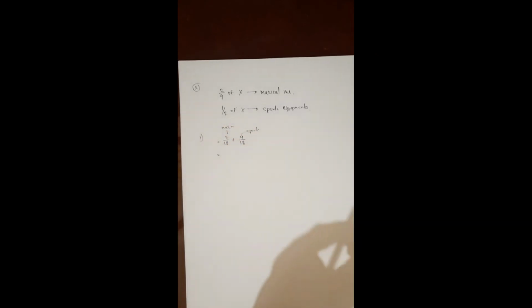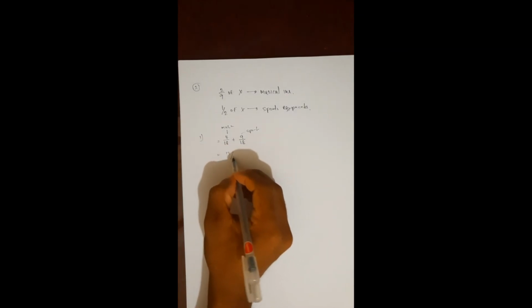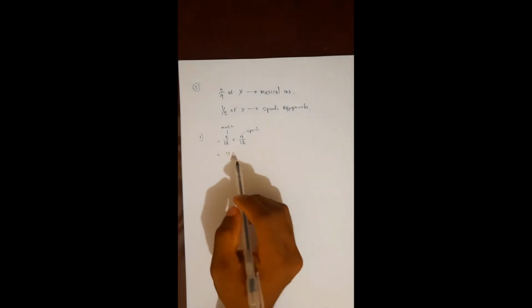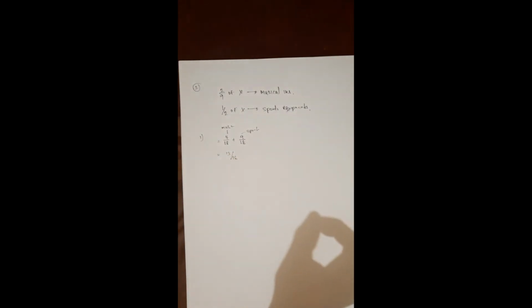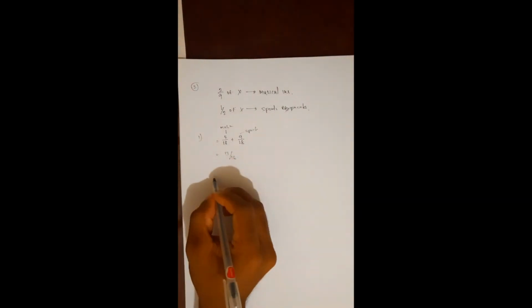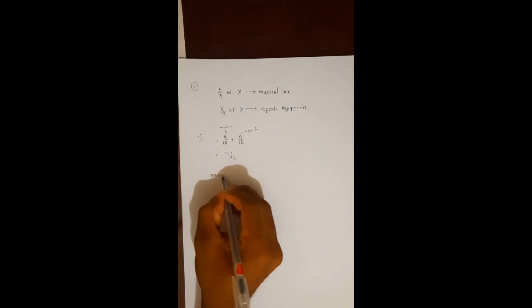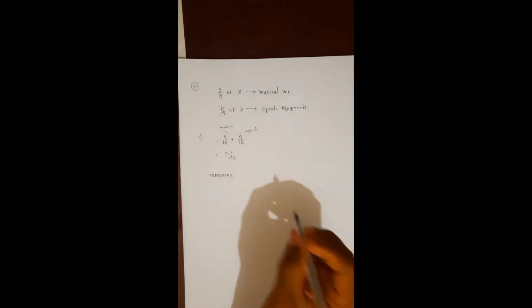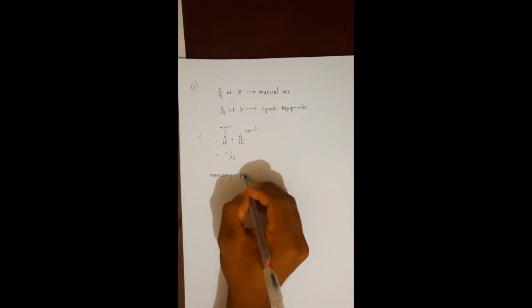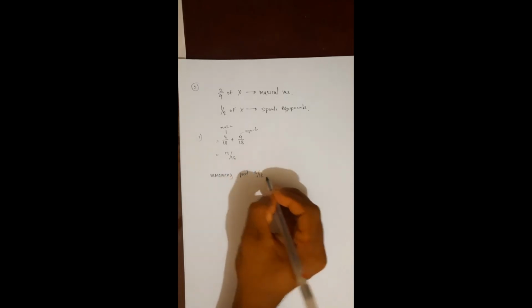So we can add these both. So that would be 13 over 18. So out of the donation, 13 over 18 part is used for buying musical instruments and sports equipment. So the remaining part would be 5 over 18. So the remaining part is 5 over 18. So you mark it down so that it would be helpful. Remaining part is 5 over 18.